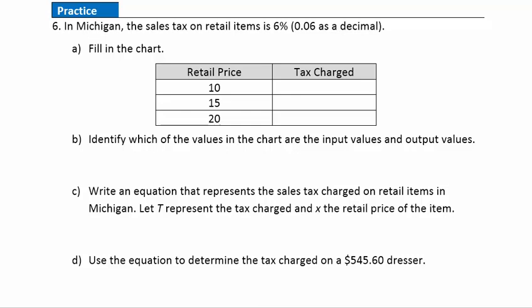Question 6. In Michigan, the sales tax on retail items is 6%, which is 0.06 as a decimal. So let's fill in the chart. So the retail price, and here's the tax charge. So if I'm buying something for $10, the tax charge is just going to be 10 times this 0.06. So if I take 10 times 0.06, I'm going to get 60 cents. Let's put a dollar sign out front since we're talking about money. All right, $15. I'm going to get charged 90 cents.